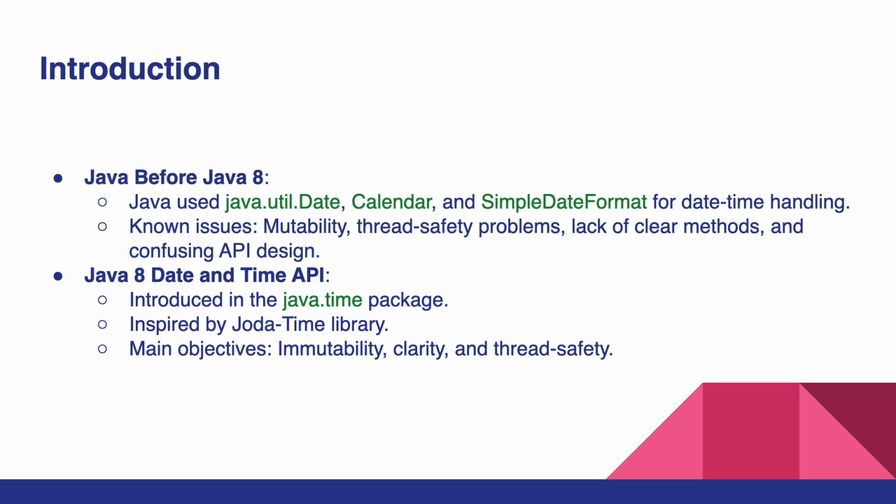The introduction of the java.time package in Java 8, heavily inspired by the Joda-Time library, marked a significant paradigm shift. The new date and time API is characterized by immutability, clarity, and enhanced thread safety, fundamentally changing how we work with temporal data in Java.